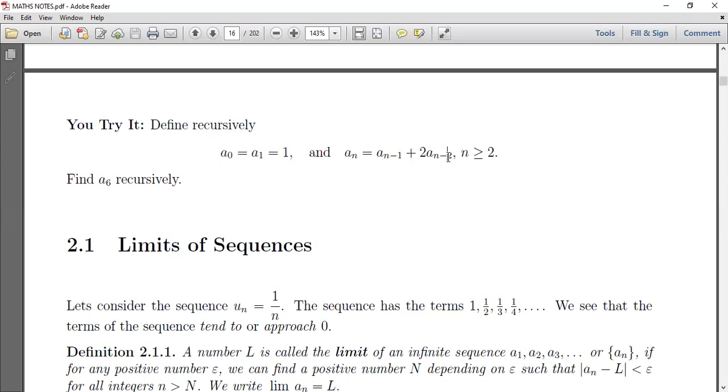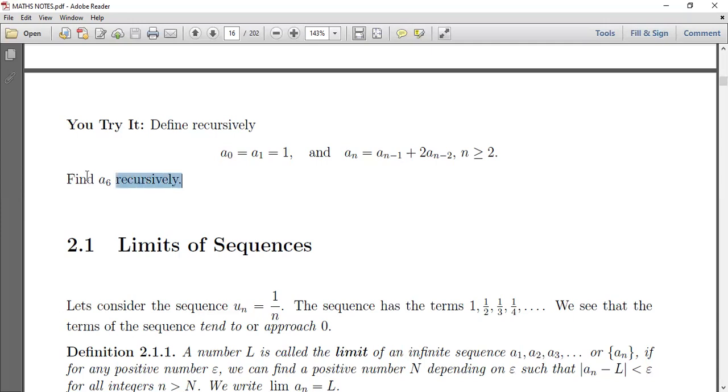But for you to get a8, you need a7 and a6. For you to get a6, you need a5 and a4. So you cannot calculate a20 from nowhere. For you to get a20, you need a19 and a18. For you to get a19, you need a18 and a17. So you cannot just come from nowhere and calculate a20. You need to calculate all the previous terms of that sequence up to a certain value. And when it's like this, it's called a recurrence or a recursion formula.